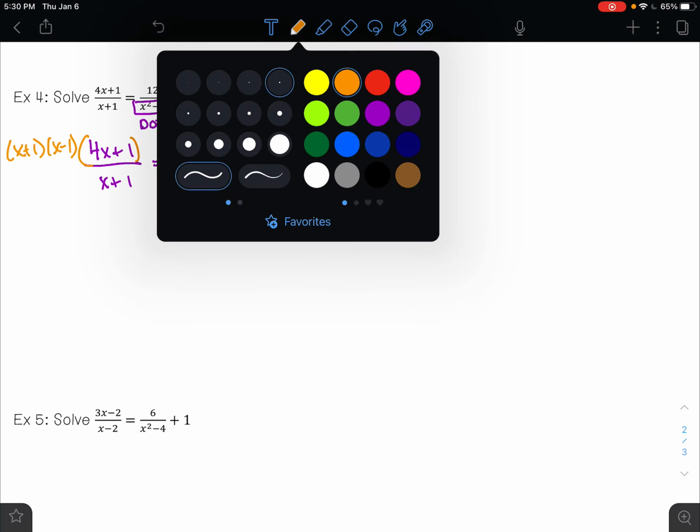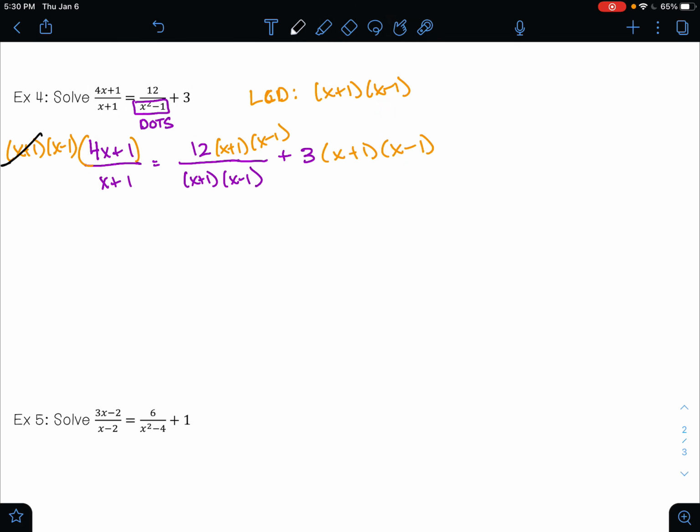So if I go to simplify this, x plus 1 eliminates with x plus 1. And that's going to leave me with x minus 1 times 4x plus 1. To multiply this, I'm going to distribute. So x times 4x is 4x squared. x times 1 is 1x. Negative 1 times 4x is negative 4x. And negative 1 times positive 1 is negative 1.